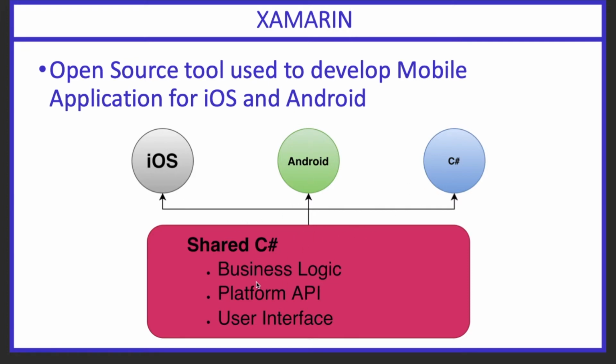So the business logic, platform APIs and user interface, all these things will be shared between Android as well as iOS. So you need to develop the code only one time using C Sharp, and the end output is Android and iOS. So the development cost, the development time, and the maintenance cost will all be reduced while you are developing with the help of cross-platform. Meanwhile, the nativity and the product updates will lag at times.